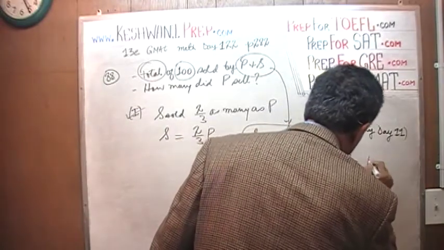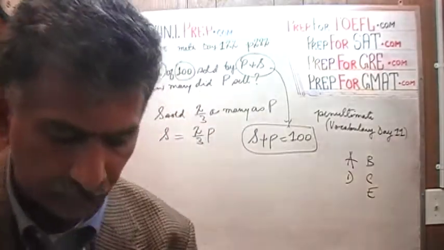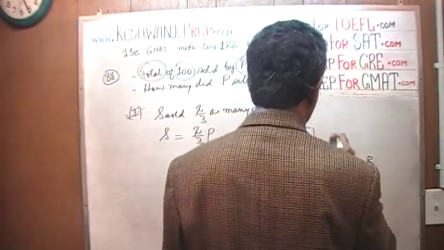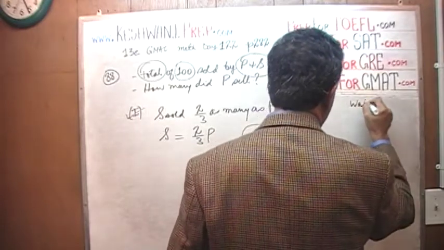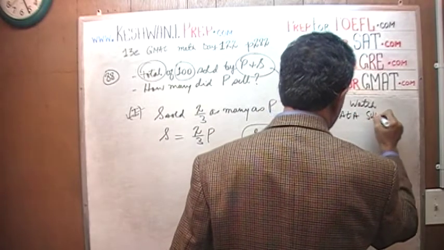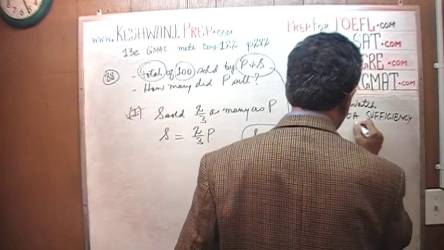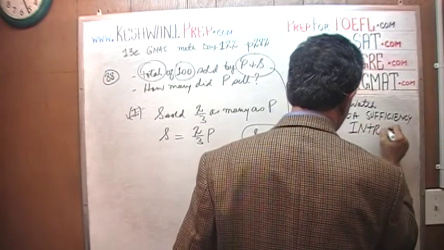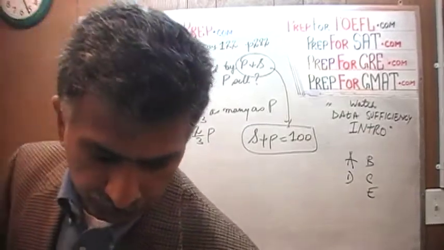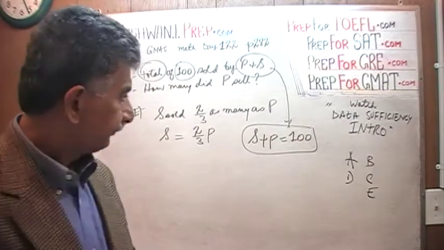A, D, B, C, E. And again, if you do not know still what I'm doing here, A, D, B, C, E, you need to go here and watch the data sufficiency intro. Just type in data sufficiency intro along with my name and watch that video. That will tell you what we just did here.